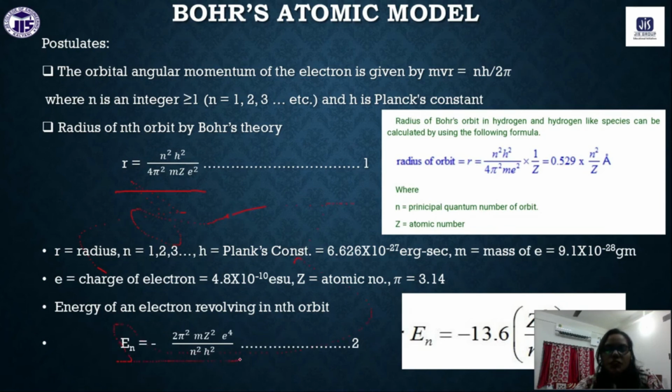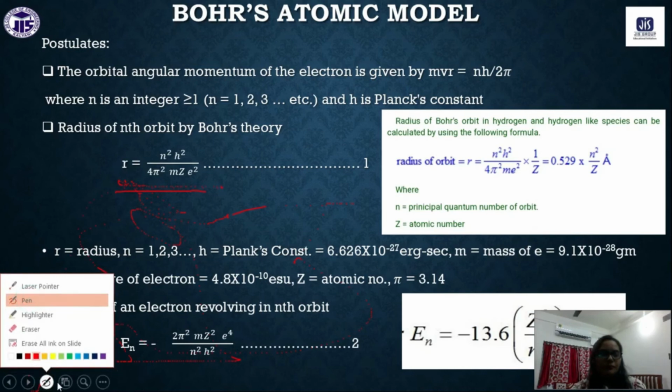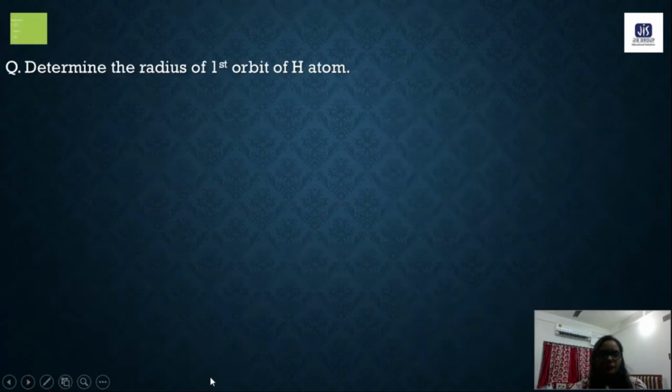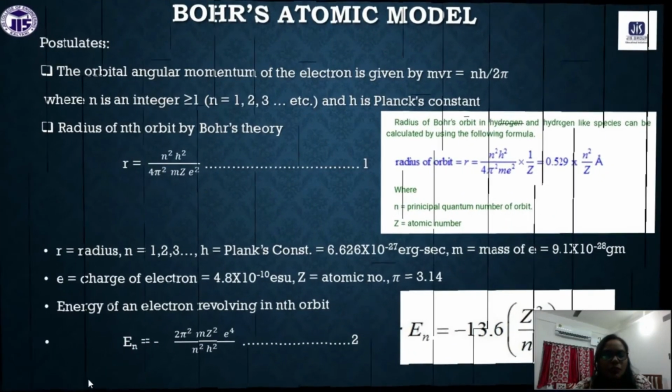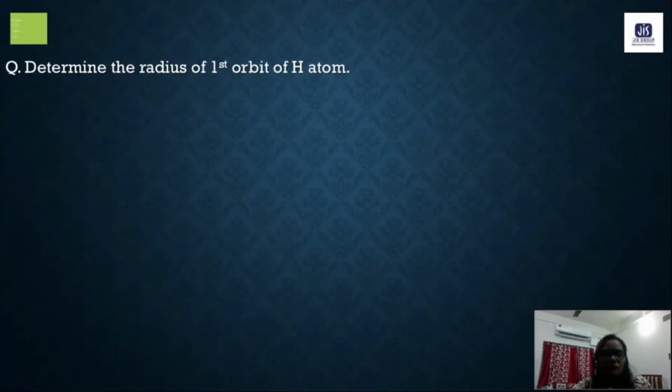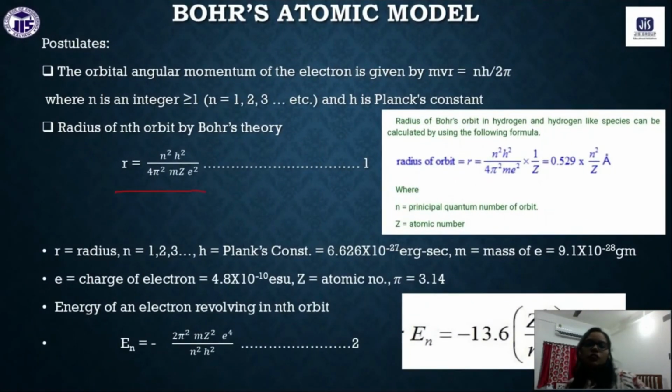So En is the energy of the electron, and r equals n square h square divided by 4 pi square m Z e square, and En equals minus 2 pi square m Z square e to the power 4 divided by n square h square. So this is the energy. This is the whole equation of the Bohr orbit and also the energy of the electron.